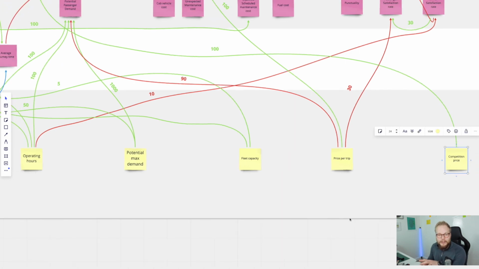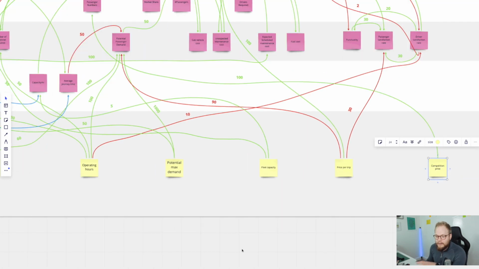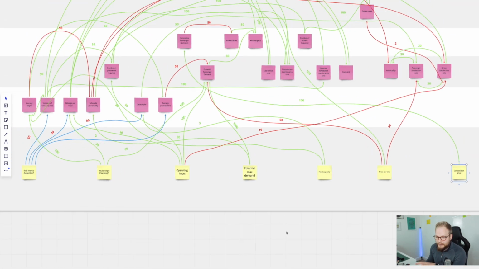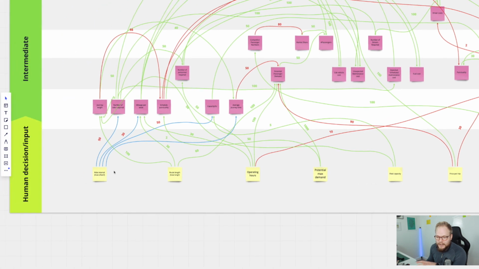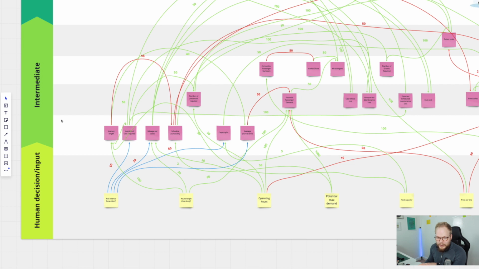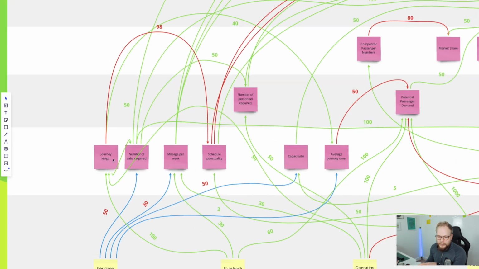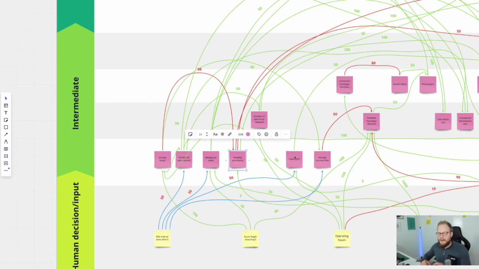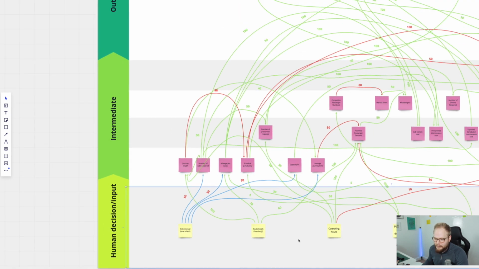And this is, of course, fictitious, but now if I run a workshop with my transport managers, they can tell me that these are the things they do every day, and then those are resulting in these intermediate outcomes, which are journey length, number of cabs, mileage per week, schedule, punctuality, things of that nature. And then you can just rearrange around in a working session to understand better what it is.